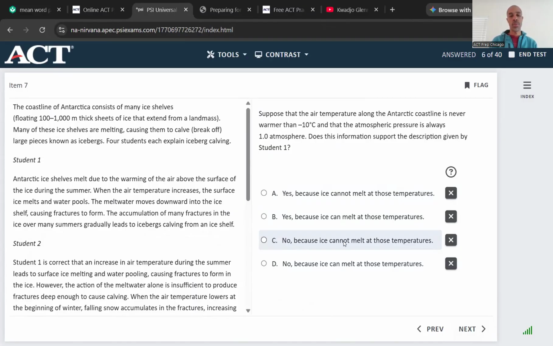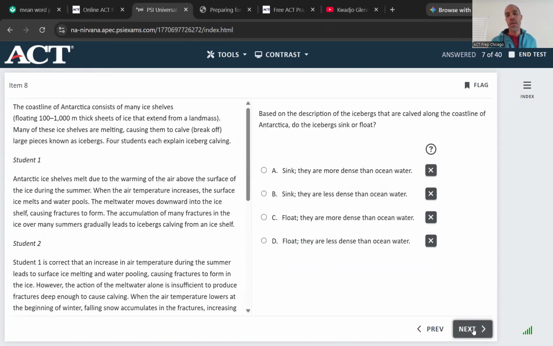You've got no background information, right? So if the coastline is never warmer than -10 degrees, then you won't have melting. This is one that requires that you know the melting and freezing point of ice. Ice freezes at 0, but if you go above 0, it turns to liquid, right? So if it never gets above -10, it never gets to 0, therefore it will stay as ice. And student one says that the warm air melts the ice, but that couldn't happen because -10 degrees would not allow for ice to melt.